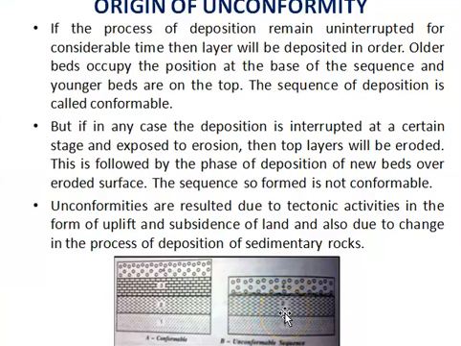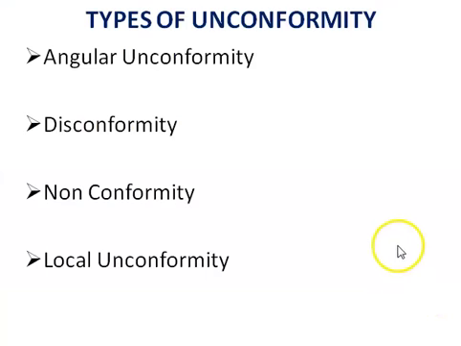Unconformities result due to tectonic activities in the form of uplift and subsidence of land, and also due to change in the process of deposition of sedimentary rocks. There are four main types of unconformity: angular unconformity, disconformity, non-conformity and local unconformity.